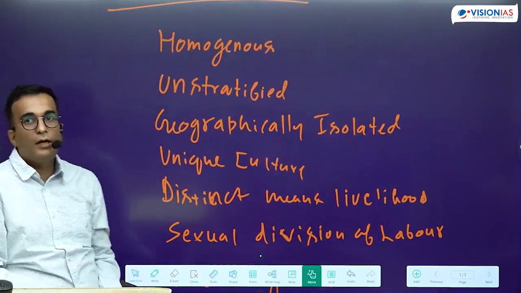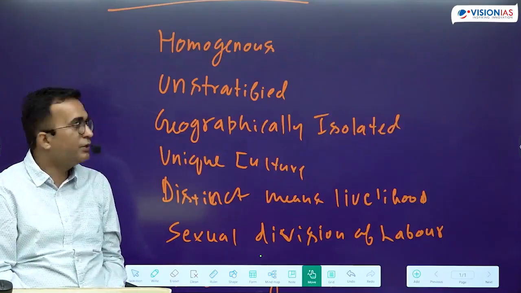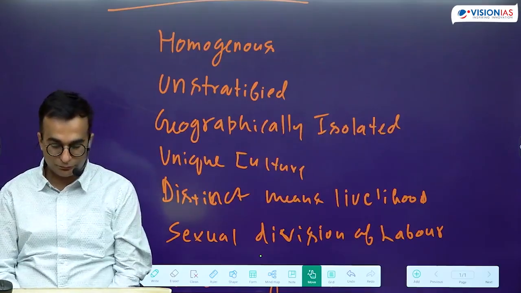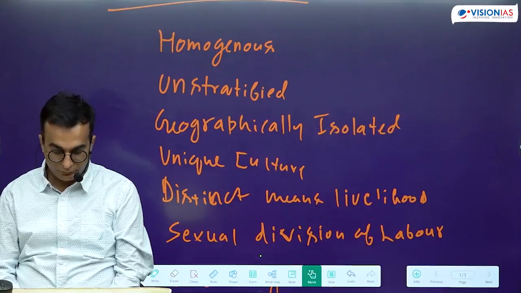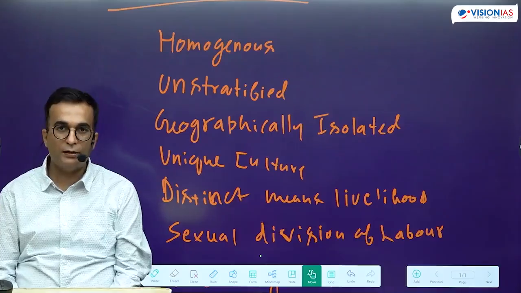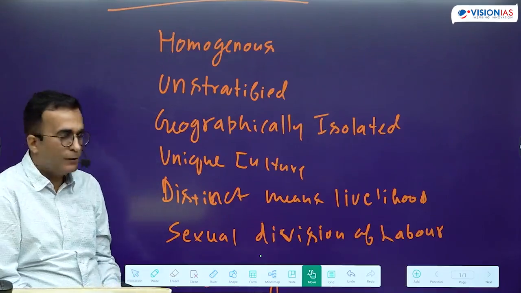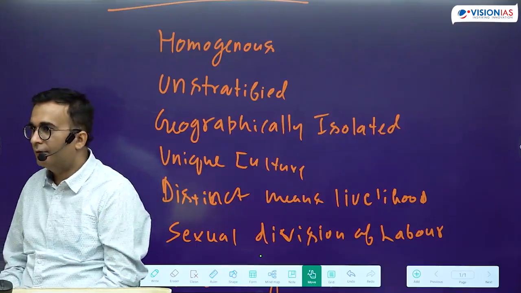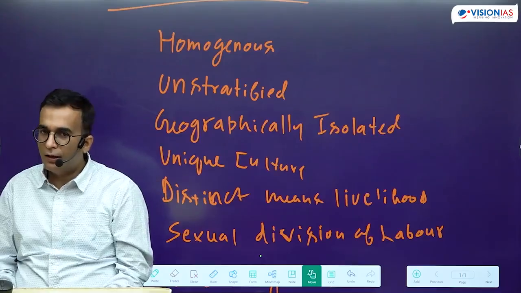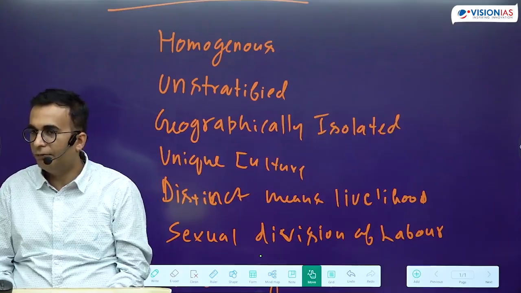From here: tribal societies are homogeneous in nature. Tribal societies are homogeneous in nature, which means they all belong to the same genetic code, or they all are blood related.